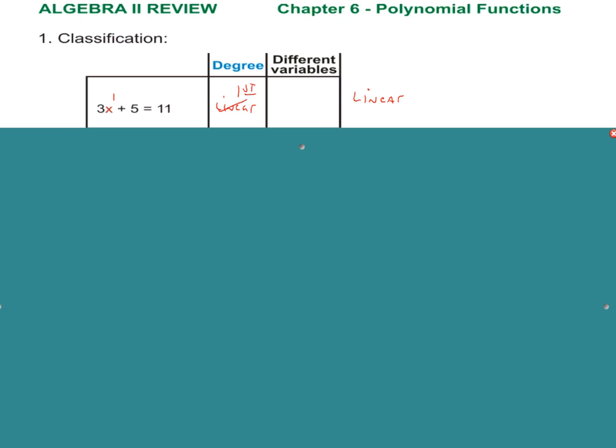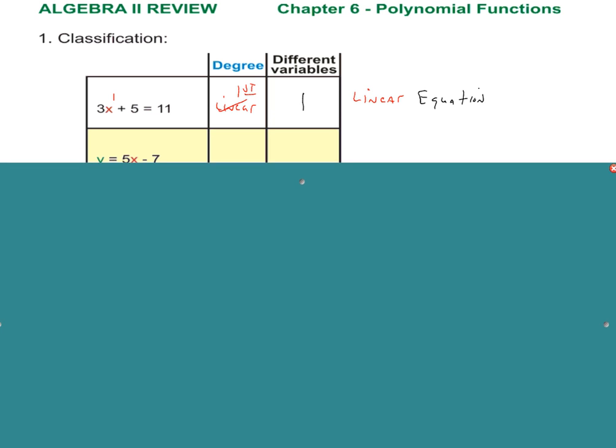How many different variables are there? Well, there's only an x variable, so there's only one variable. When there's one variable, it's an equation. So therefore, this is a linear equation. I don't care if the variable is an x, a y, a z. It does not matter. The fact that there's only one variable makes an equation.